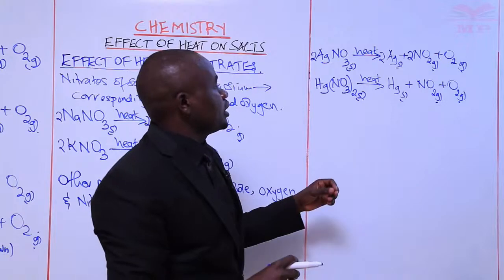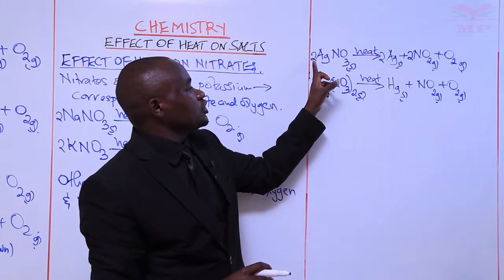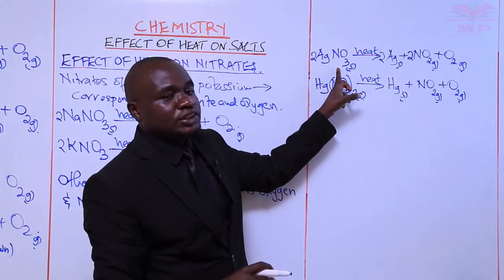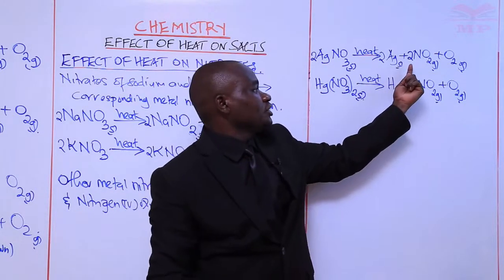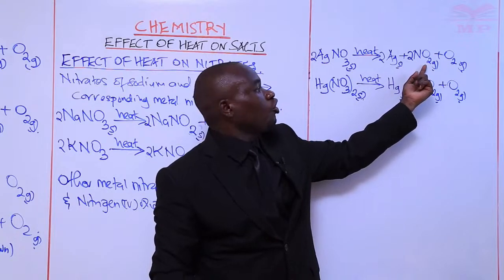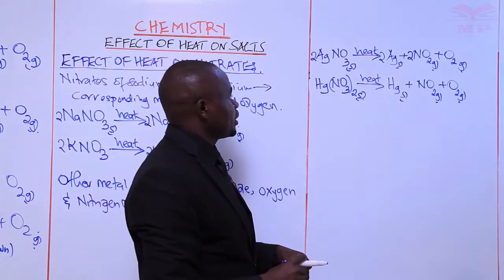That will mean we also confirm oxygen atoms. On the left, this is 2 times 3. There are 6 atoms. Let's confirm how many are there on the right hand side. This is 2 times 2. That will give you 4 plus 2. That is 6. So the equation is balanced.